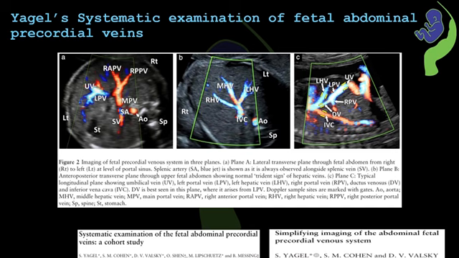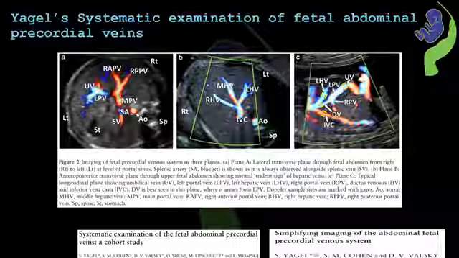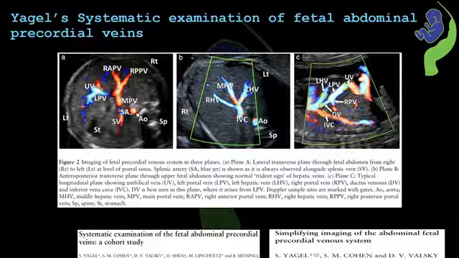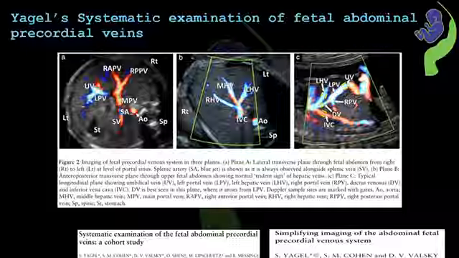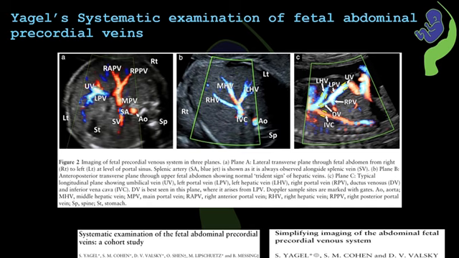Now that we have reviewed the complete anatomy of the umbilico-portal venous system, the next step is to incorporate this knowledge into a reproducible scanning protocol. A systematic approach will ensure that none of these key venous structures are overlooked. Yagel et al. had proposed a three-plane systematic evaluation of fetal abdominal precordial veins. But in my practice, the very first and most logical starting point is the standard transverse abdominal plane used for measurement of abdominal circumference, which we discussed in the first slide. This plane gives us the foundational orientation and initial view of the umbilico-portal venous confluence.